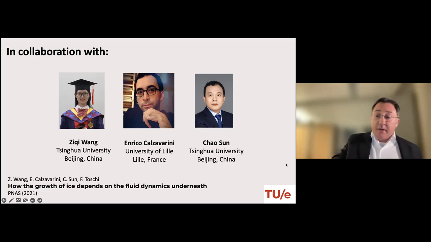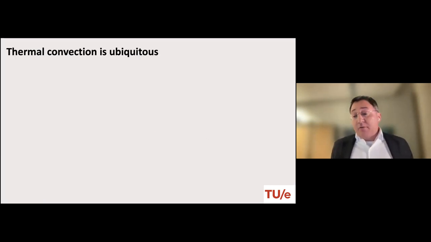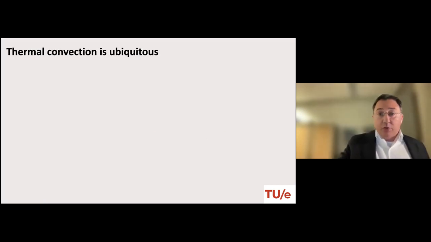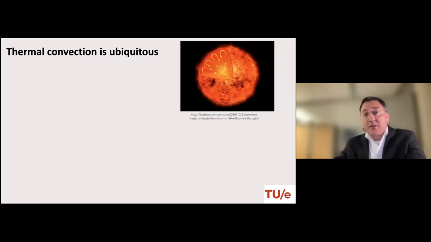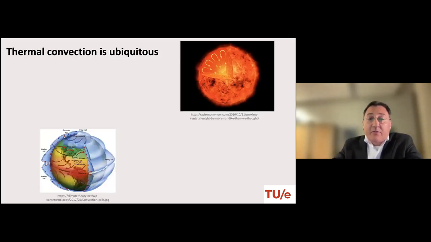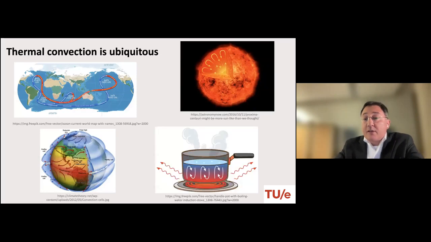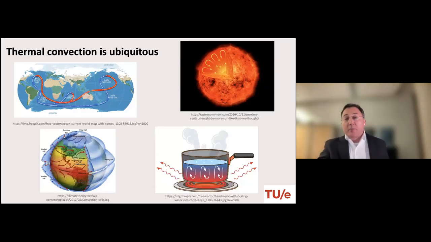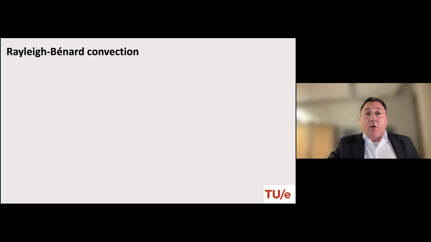which is indicated here. So thermal convection, as you know, is ubiquitous. You find it inside stars. We have it in the atmosphere, oceans. And this is also very important when we cook and prepare our food. Now, a very important mathematical model for natural convection is the famous Rayleigh-Benard system.